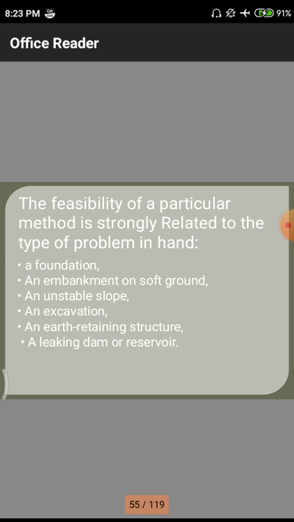Next one is that the feasibility of a particular method depends strongly on the type of problem at hand. Whenever we are constructing a project, first of all we need to complete it in parts. In the first stage we need to complete a particular element. After that, the element is linked with another element.